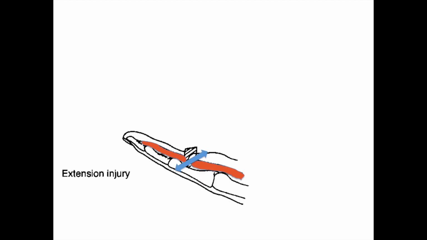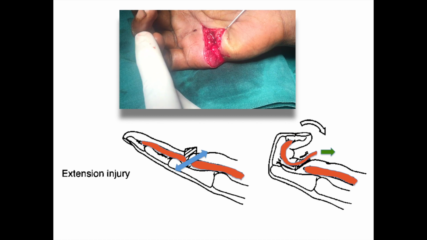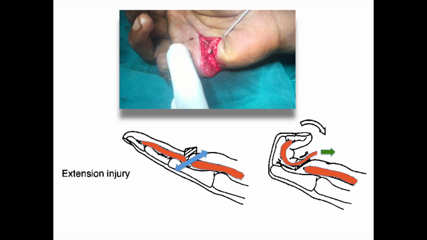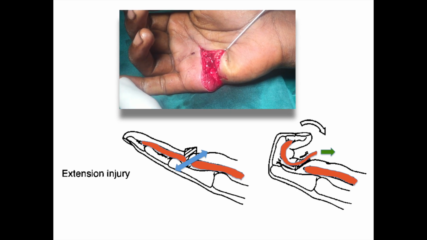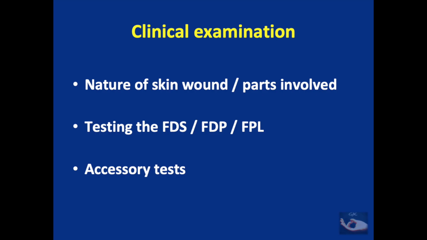But if the finger was cut in a position of extension, on flexion of the distal portion of the finger, the tendon would easily glide into the wound, as demonstrated in the video. Having elicited a history with points relevant to flexor tendon injury apart from the routine history, we shall now see the clinical examination that must be conducted for such patients who have sustained flexor tendon injuries.